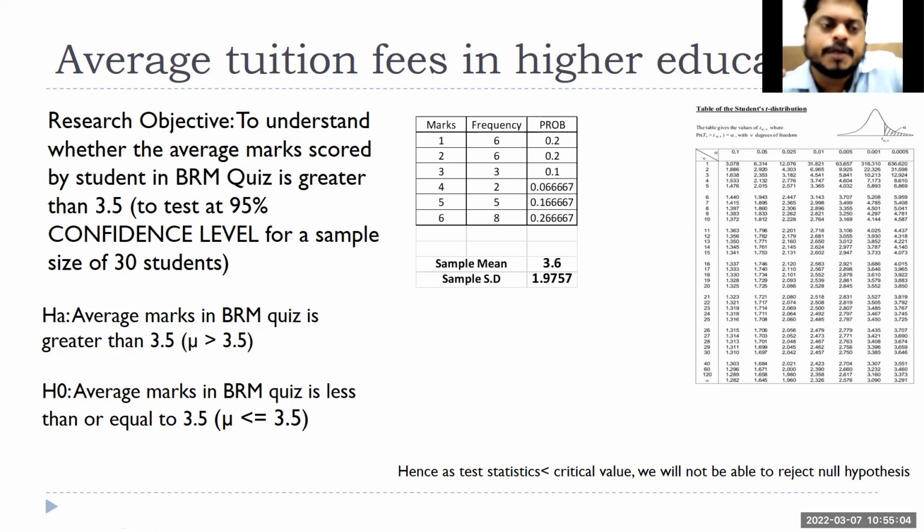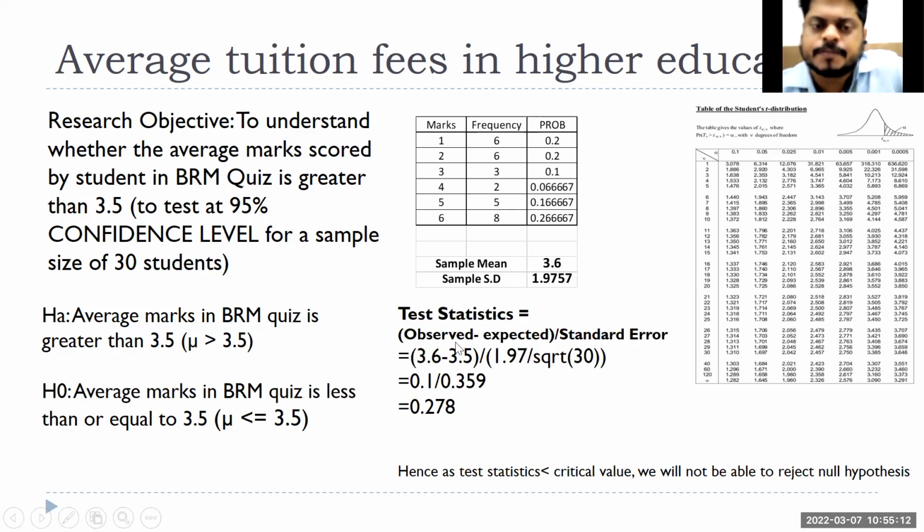So we say that, okay, imagine that the null hypothesis is true. Now we calculate something called the test statistic. The formula of the test statistic is the observed value, how much value you observed, 3.6 from the sample data, minus the expected value. What is my expected value? I'm expecting 3.5. That is what I want to test, or my test value, right? Observed value minus expected value divided by standard error.